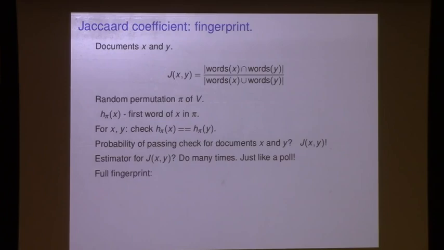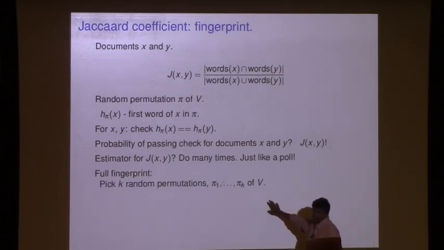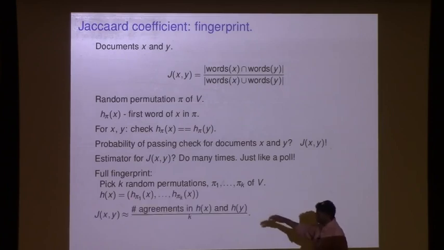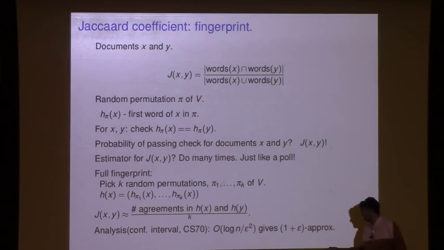So the full fingerprint for this Jaccard index is you pick k random permutations, right? And then you check the number of agreements. And this is the heads probability of this coin. Okay? And the analysis says this gives you a 1 plus epsilon approximation to the similarity measure.